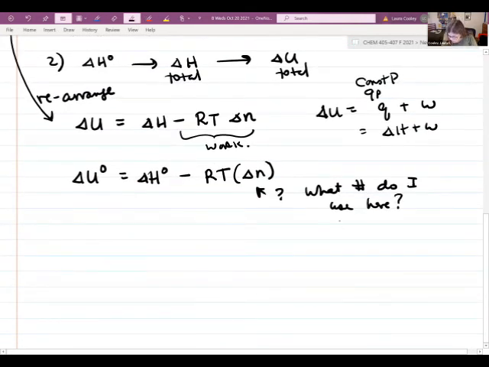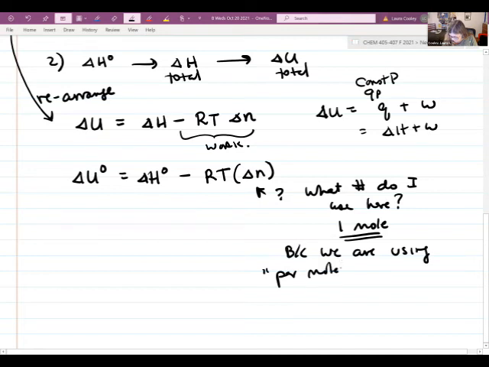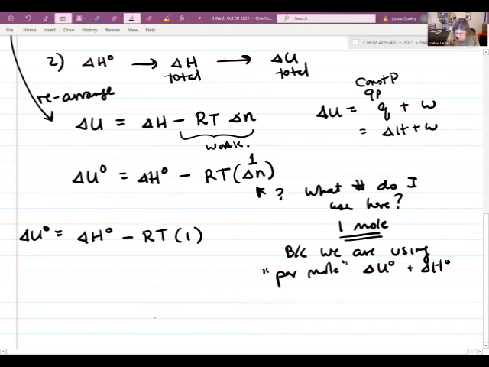So what do you use here? 100 grams is being vaporized, but we're doing the per mole analysis first. Then we're going to multiply through by the number of moles. So we use 1 mole because we are using per mole delta U and delta H, okay? So this is just going to be 1. So we have delta U zero is delta H zero minus RT times 1, okay?